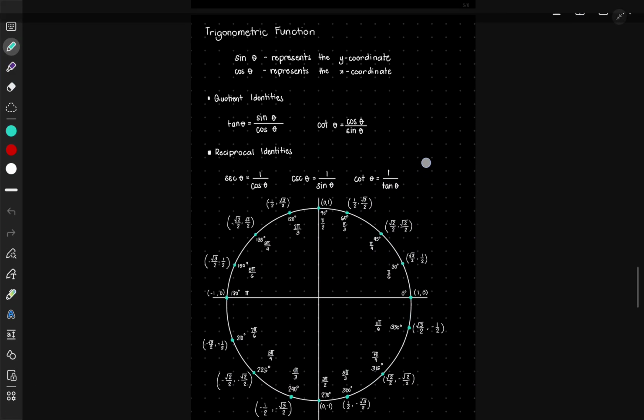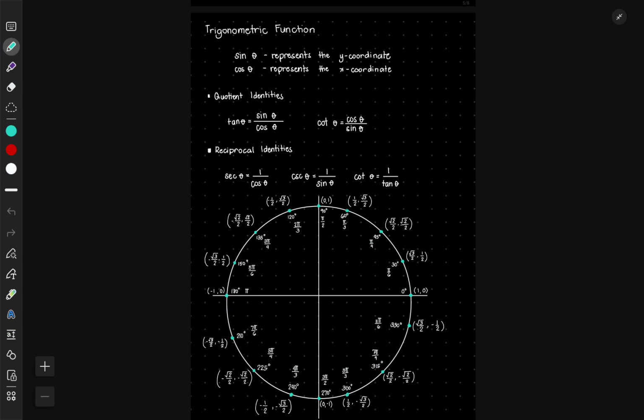So, we will discuss the unit circle and kung paano i-interpret or kunin yung mga values ng ating anim na trigonometric functions. Before natin i-discuss tong unit circle, we have to discuss first yung anim na trigonometric functions. Yung dalawang pinaka-basic natin is yung sine at saka yung cosine. Yung sine, that is our y-coordinate dito sa ating unit circle. And yung cosine naman, that is our x-coordinate.